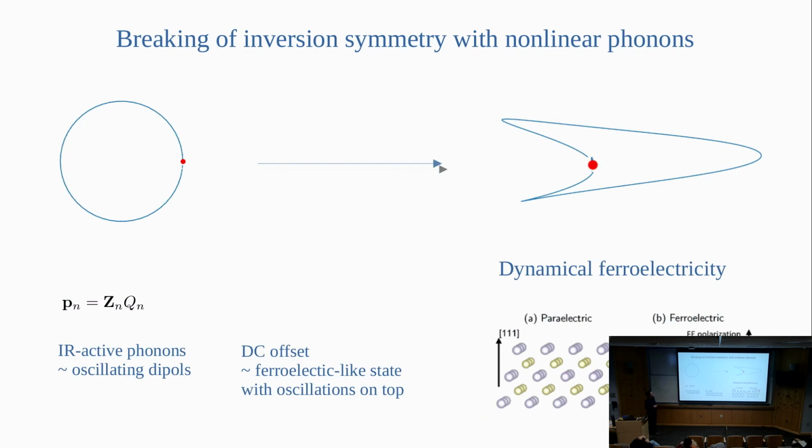As I said already, these are infrared active phonons. So whenever you have a deviation of your phonon mode from equilibrium, you create a dipole. And then if you have a DC offset, that means you have some displacement and some oscillations on top of it, but the displacement is static, so if you average over time, you get something like a ferroelectric state coming from this dipole and then oscillations on top of it.